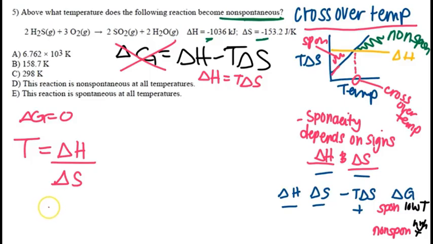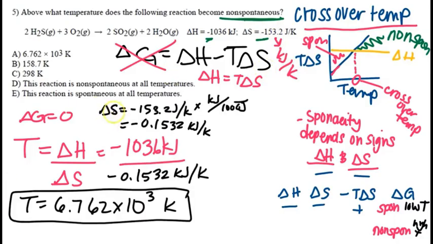Okay, folks? Now, we have to make sure our units are the same in order to use this expression. So again, our delta H is good, so that's going to be negative 1,036 kilojoules, but we have to change our delta S to kilojoules per Kelvin. So let's go ahead and do that. I'm going to take my delta S value that's given and divide it by 1,000 joules. I get negative 0.1532 kilojoules per Kelvin. So I'm going to take this value and put it into my expression. Now my crossover temperature is equal to negative 1,036 kilojoules divided by negative 0.153 kilojoules per Kelvin. I get 6.762 times 10 to the 3 Kelvin, which is going to be letter A.